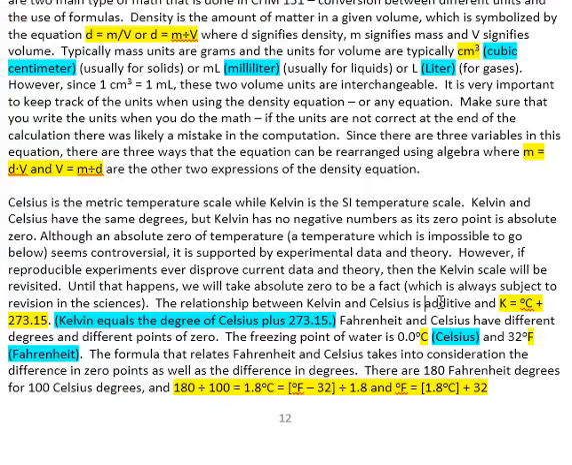The relationship between Kelvin and Celsius is additive. Kelvin is equal to degrees Celsius plus 273.15. Fahrenheit and Celsius have different degrees and different points of zero. The freezing point of water is 0.0 degrees Celsius and 32 degrees Fahrenheit. The formula that relates Fahrenheit and Celsius takes into consideration the difference in zero points as well as the difference in degrees. There are 180 Fahrenheit degrees for every 100 Celsius degrees. So 180 divided by 100 is 1.8.